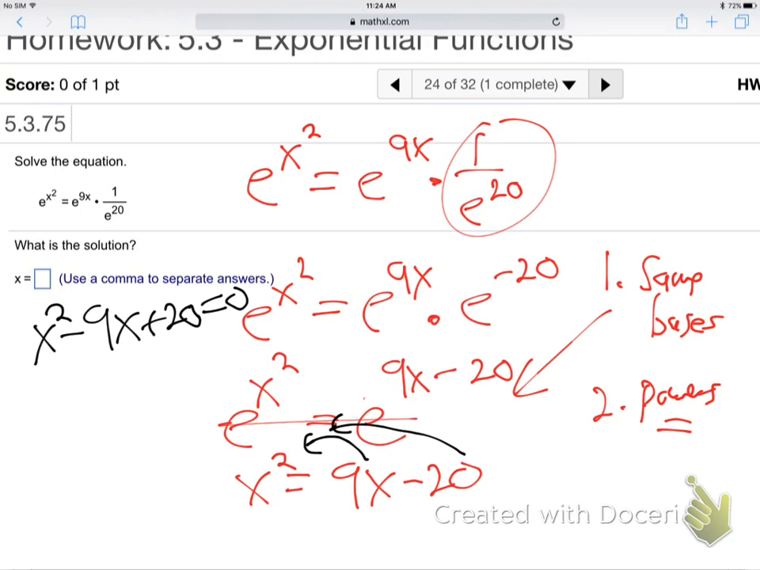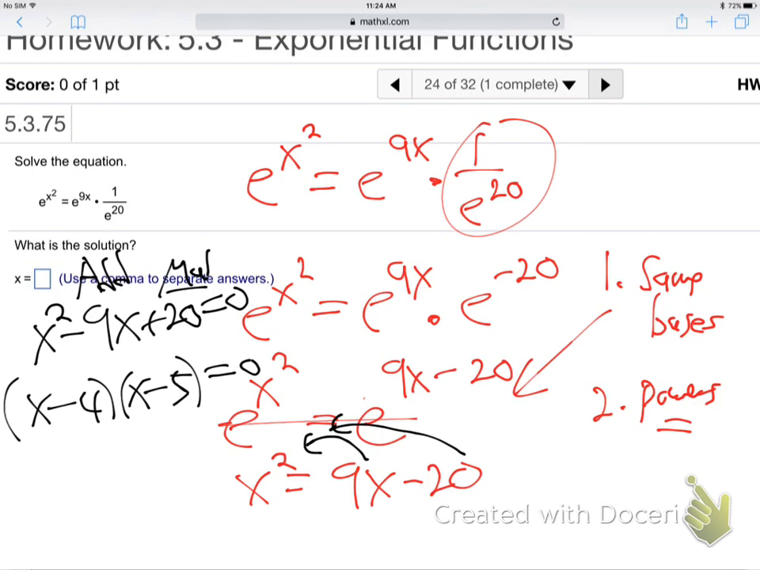We good? So then factor that. What times what multiplies to be 20? What times what's 20 and can somehow add to be minus 9 in the middle? 4 and 5. Yeah, 4 and 5. Both negative, because two negatives multiply to be plus 20 and they add to be negative 9.